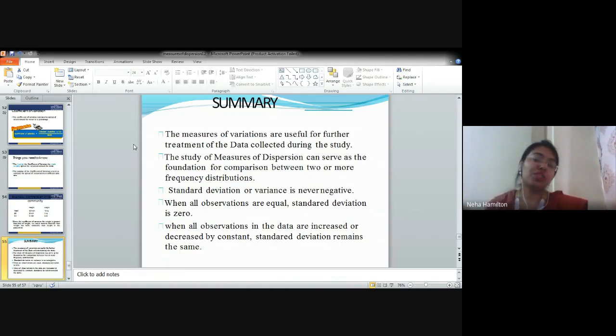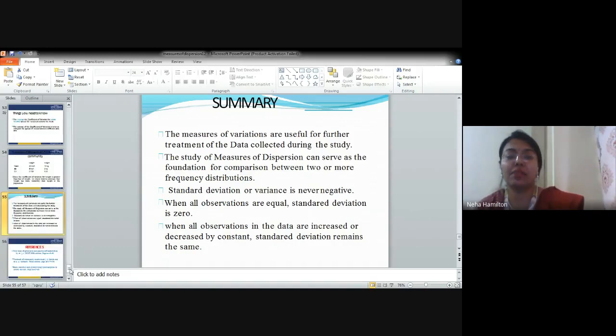When all the observations in the data are increased or decreased by a constant, standard deviation remains the same, right? Standard deviation remains the same whenever we increase or decrease the observations by a constant.